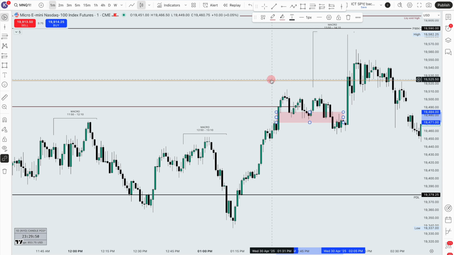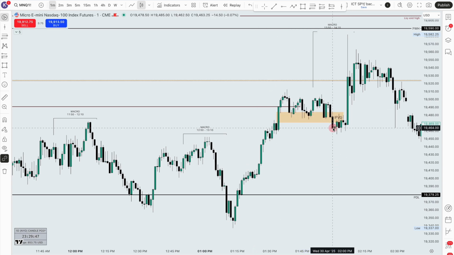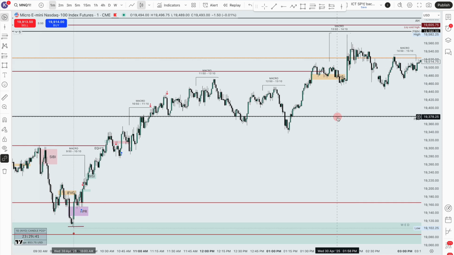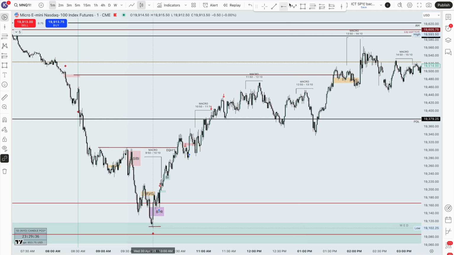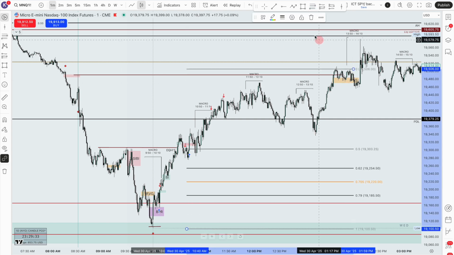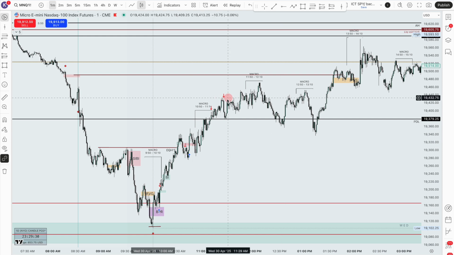So this would be my inversion here. When market closed here, I could have taken an entry over here, in this CB, and my target would be around here, I guess, 50% of this range. And there was one more reason why one of my trades failed.